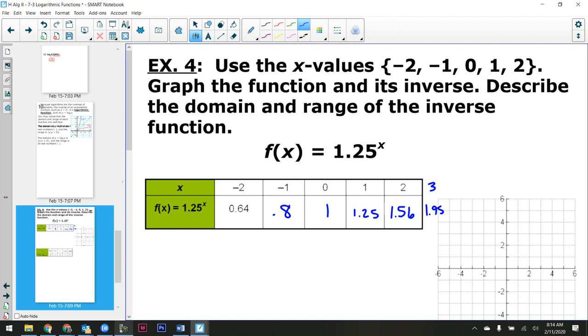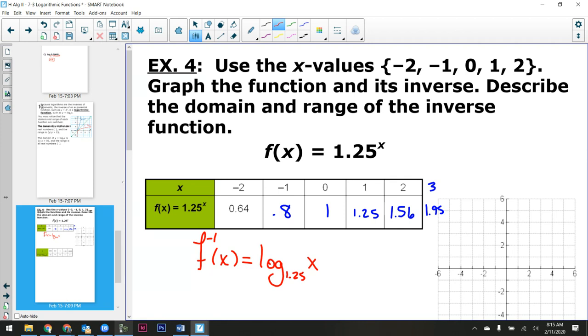Now, what would the inverse of that function be? Give me the equation. What would f inverse of x be equal to? Log base 1.25 of x. Okay? Now, I don't need to do any new calculations. Why not?